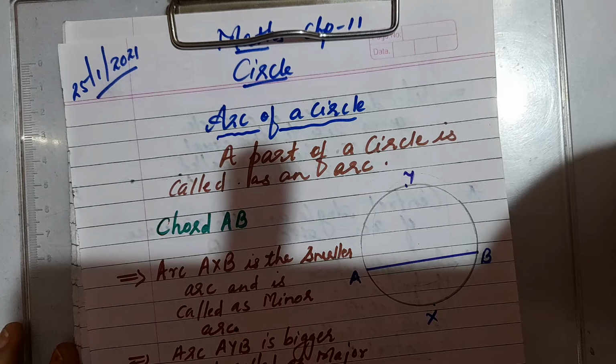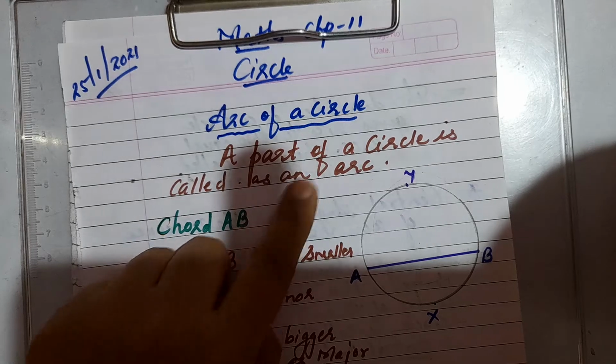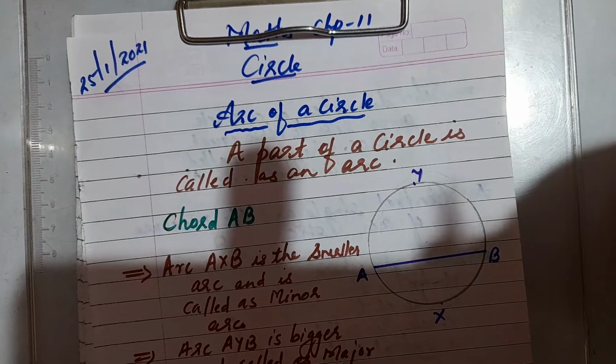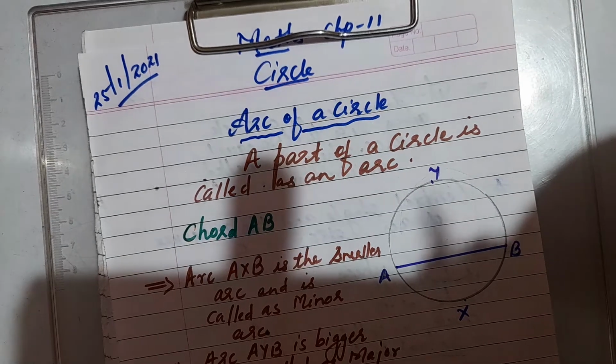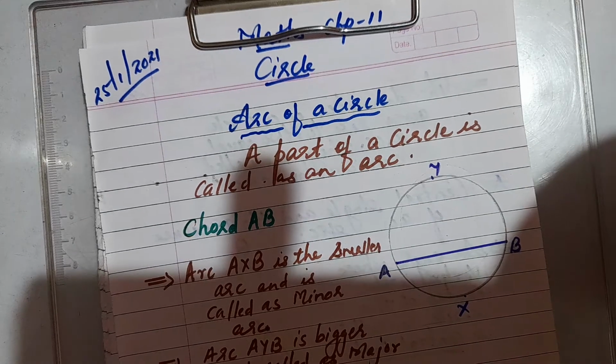Let's proceed further. Now the next topic we are going to learn in this chapter is arc of a circle. Something about arc we had learned in standard 5th, just a little bit, an introduction. So now let us see what is there in this part of the chapter.